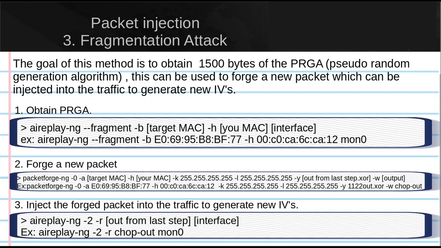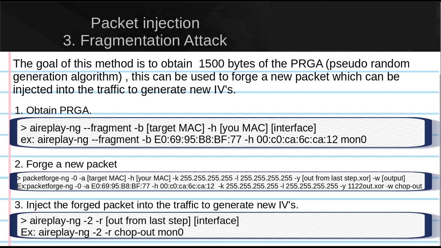Because we need to obtain the full 1500 bytes, we need to be closer to the target network to successfully run this attack, but it's much quicker than the Chopchop attack. So again, after we obtain the PRGA, we can use it to forge a new packet, and then we're going to inject this new forged packet into the traffic to increase the number of IVs very quickly.